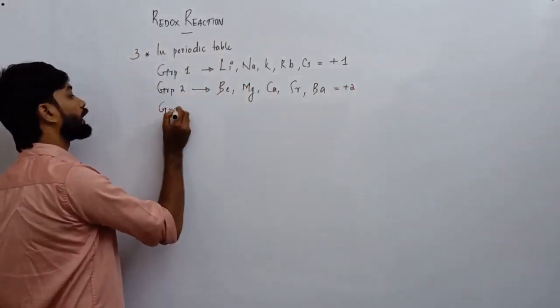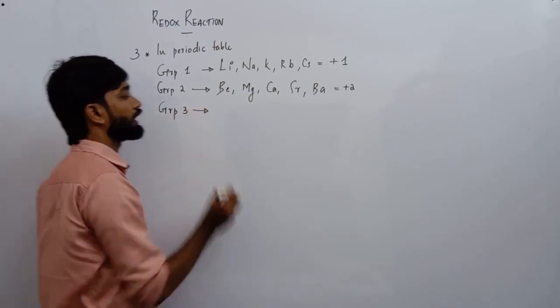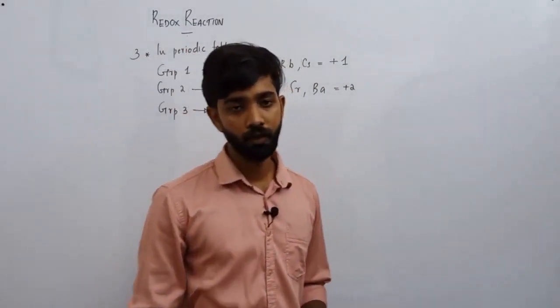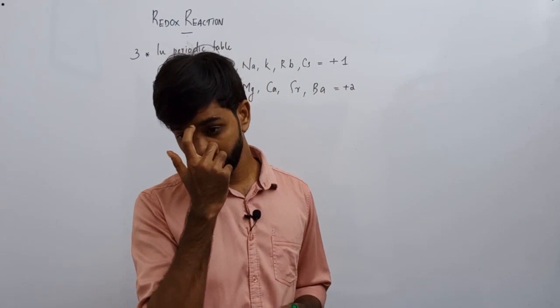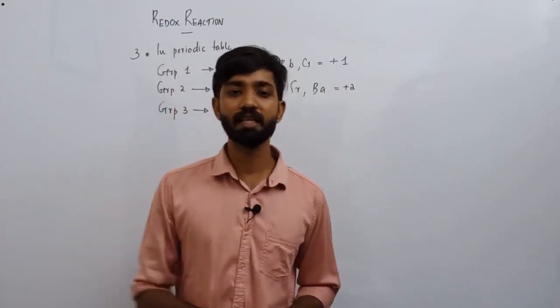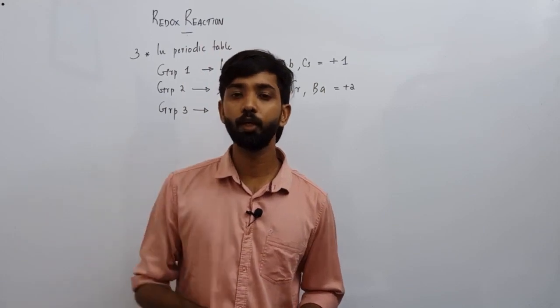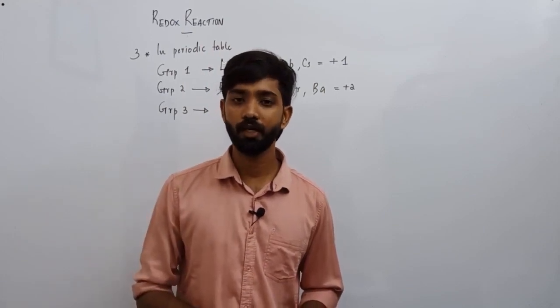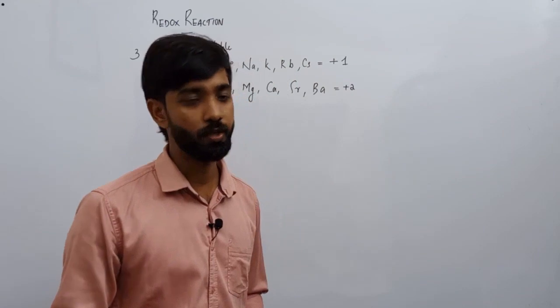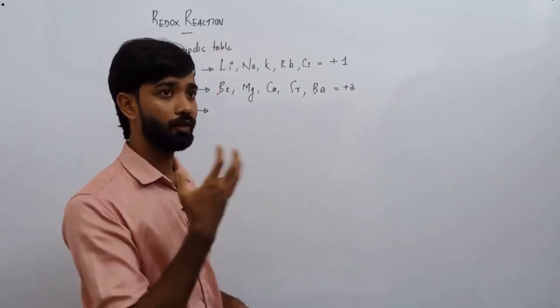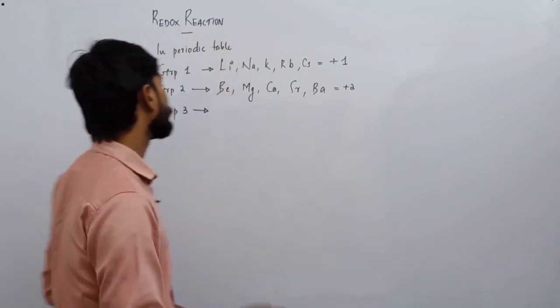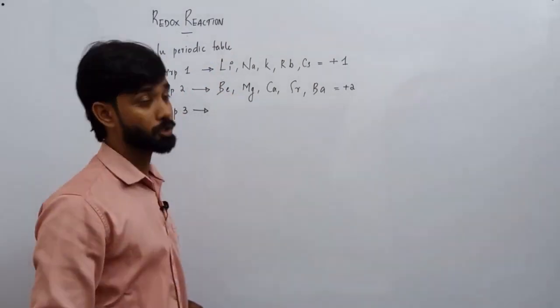Group 3. The group 3 here means the 13th group, because the actual group 3 is a transition element, right? From group 3 to group 12, they are transition elements. They can show variable oxidation states, so we can't predict a fixed one. So simply, group 3 here means group 13.